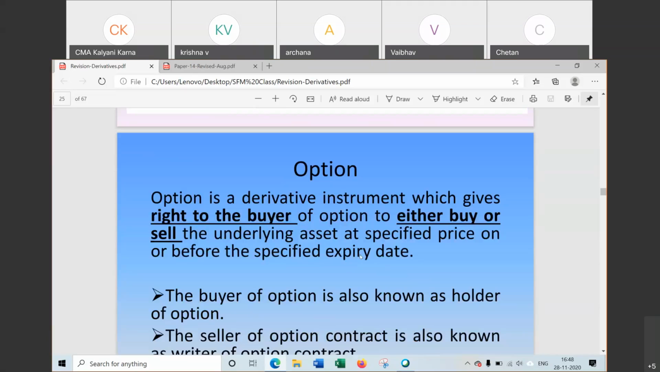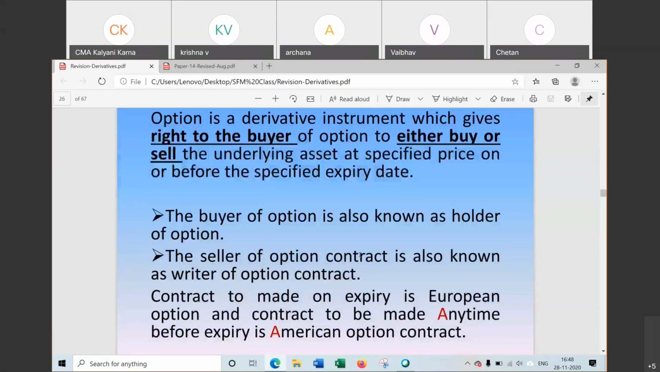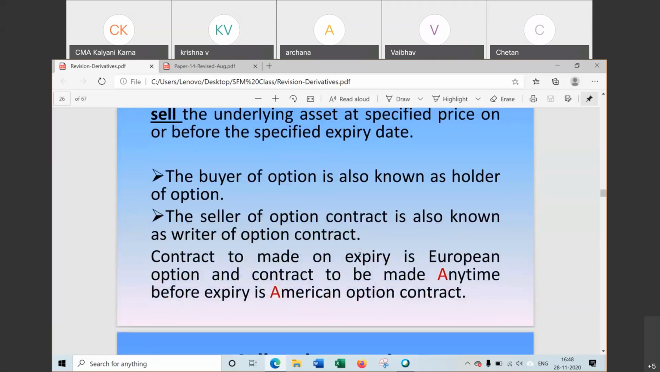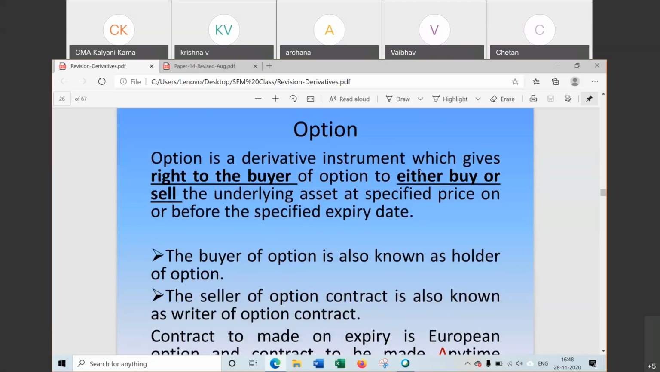So this one was FRA in short. Now option contract, either to buy or sell. Here the buyer has the right to what? Either buy or sell the asset.